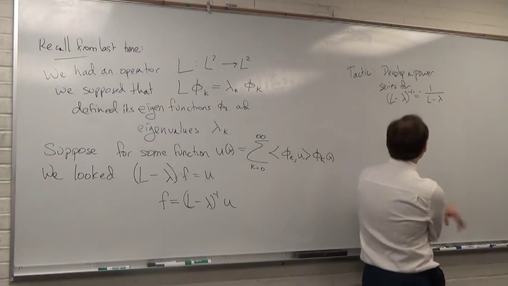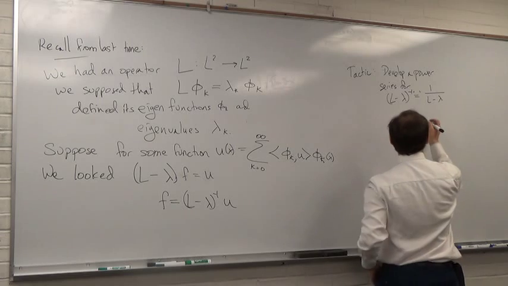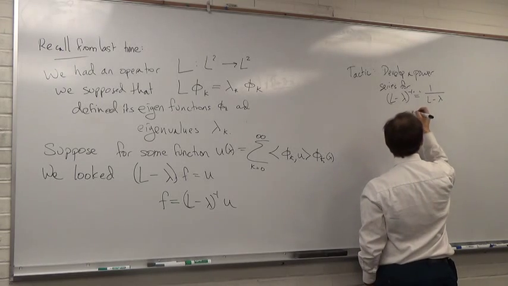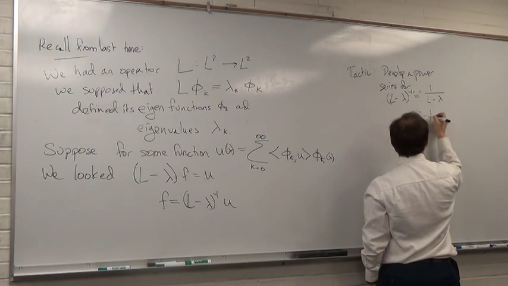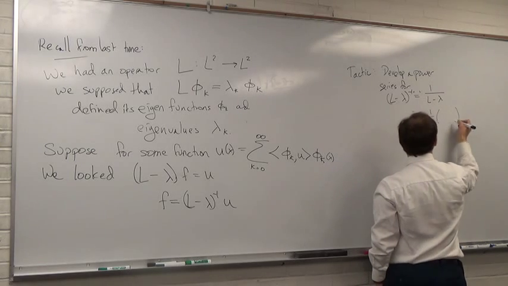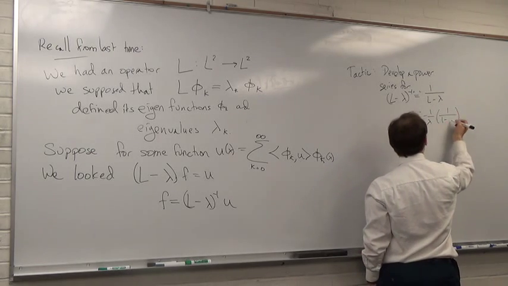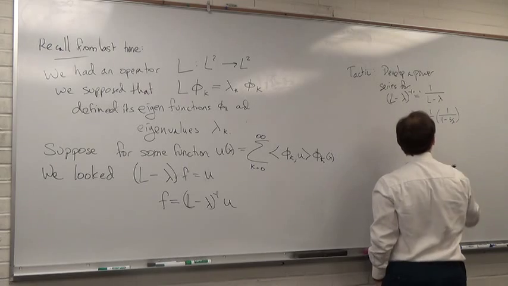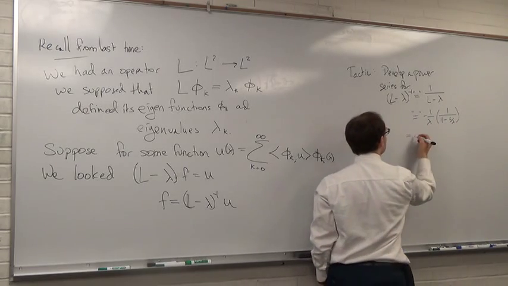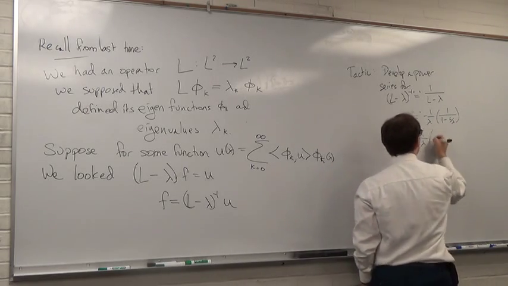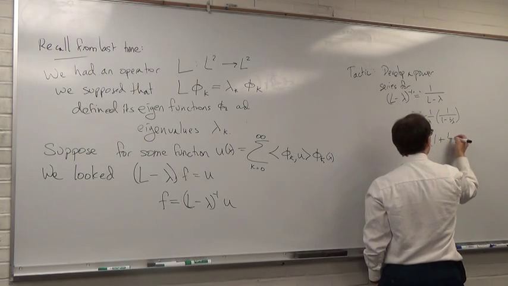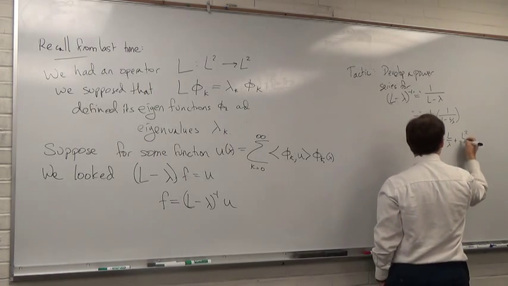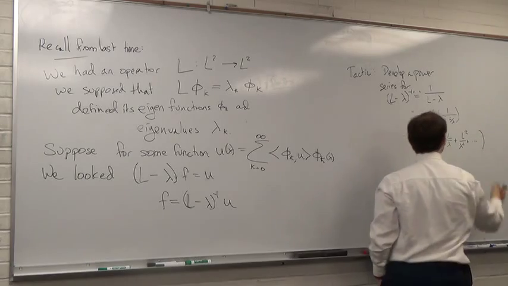Now, I don't know a power series for things like this, but I do know a power series if I take a minus lambda out of the denominator. Then I get something like this: 1 over 1 minus L over lambda. And how to expand that thing in a power series: 1 plus L over lambda plus L squared over lambda squared plus etc.